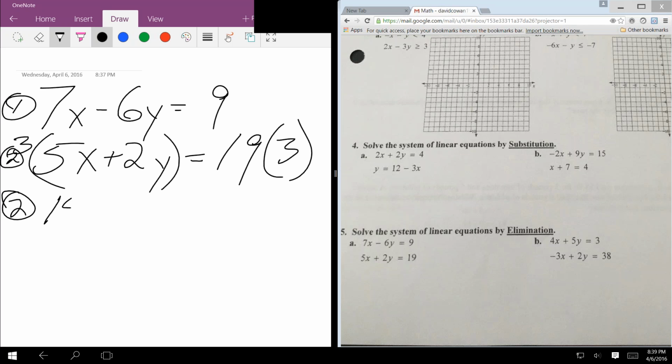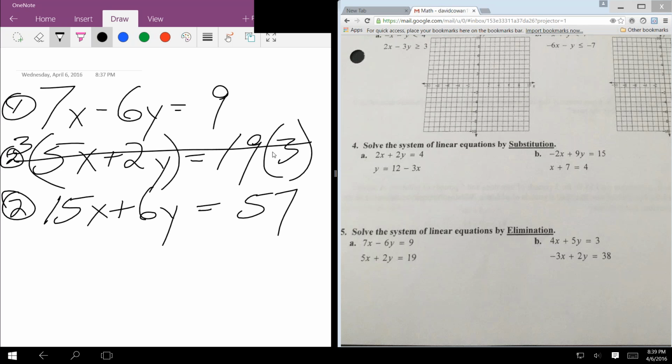So it would be 15x plus 6y is equal to 57. Okay. Now, that's no longer my equation 2. I want to use the new equation 2. I didn't give it a new number because it's the same equation as the one before it. All I did was multiply both sides by 3. In other words, this equation is really the same as this equation times 3. That's all it is. So now I can add equations 1 and the new 2. What do I get when I add them together?